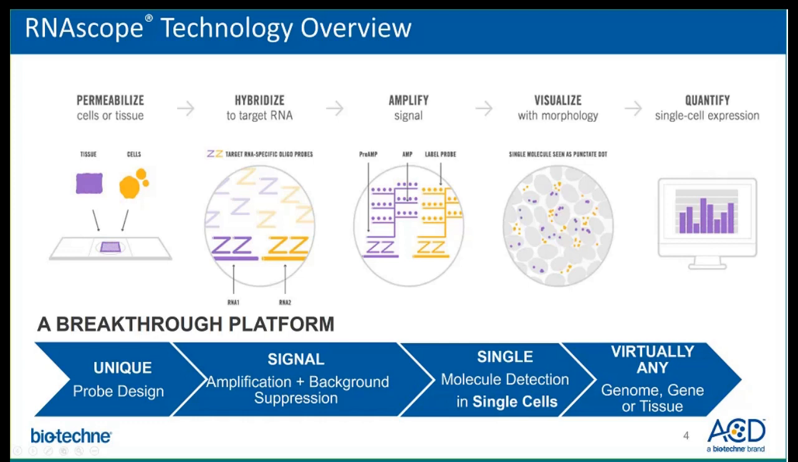After the permeabilization step comes the hybridization step, which includes the hybridization of a pool of about 20 target-specific double Z probes, shown in yellow and purple here. These double Z probes target the RNA and allow for amplification of the hybridization signal, as shown in the next step, which is the amplification, which happens via sequential hybridization of amplifiers and label probes, resulting in detection of single RNA molecules as dots within a morphological context. And this is shown here.